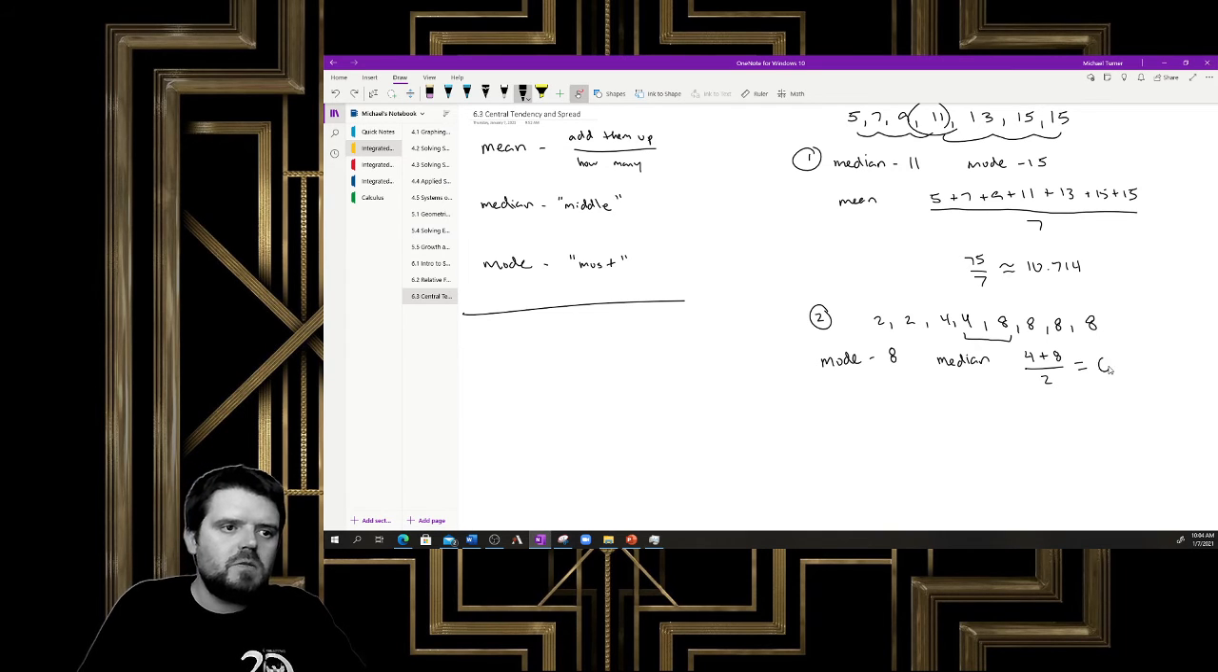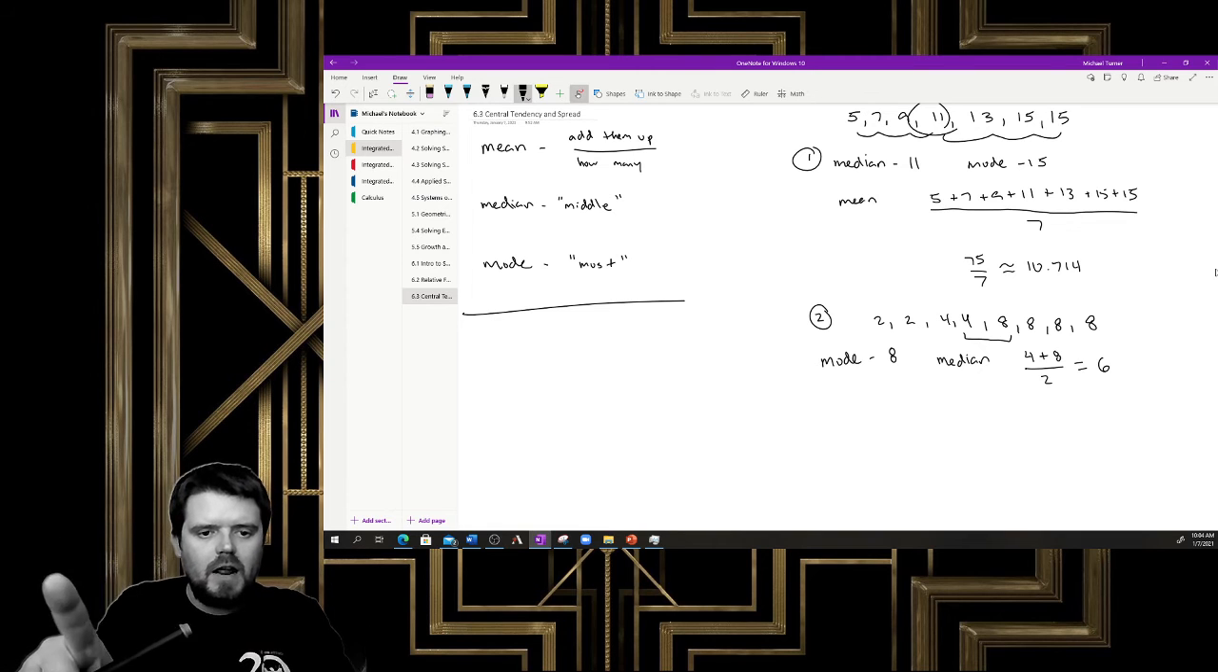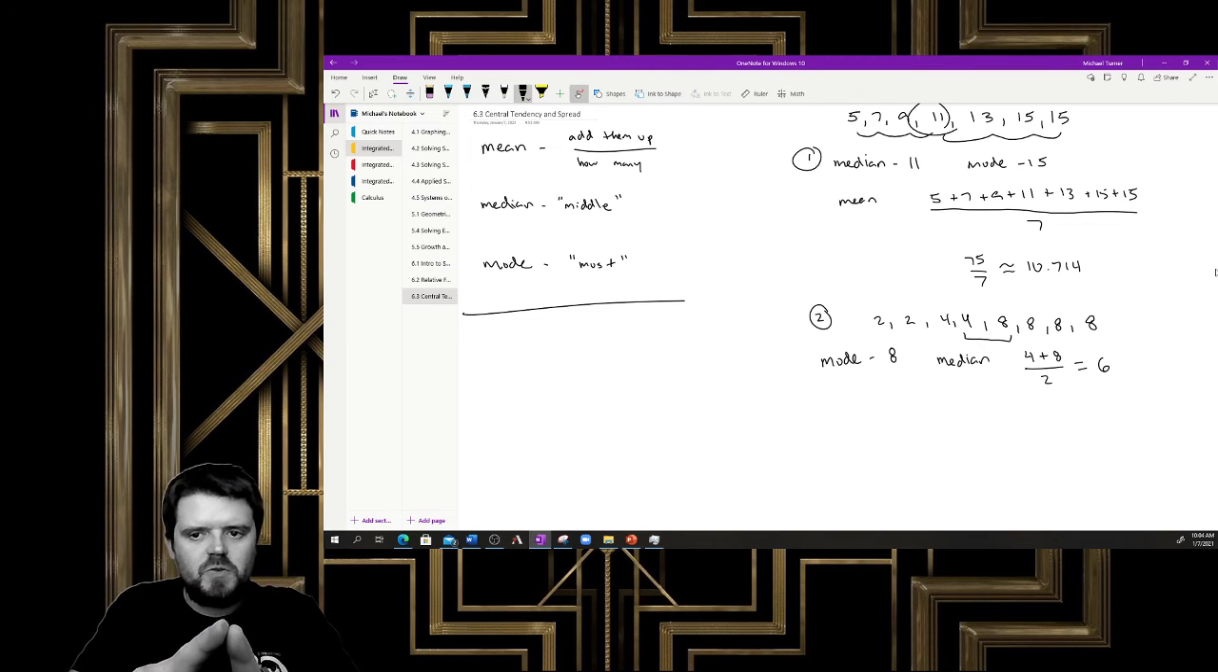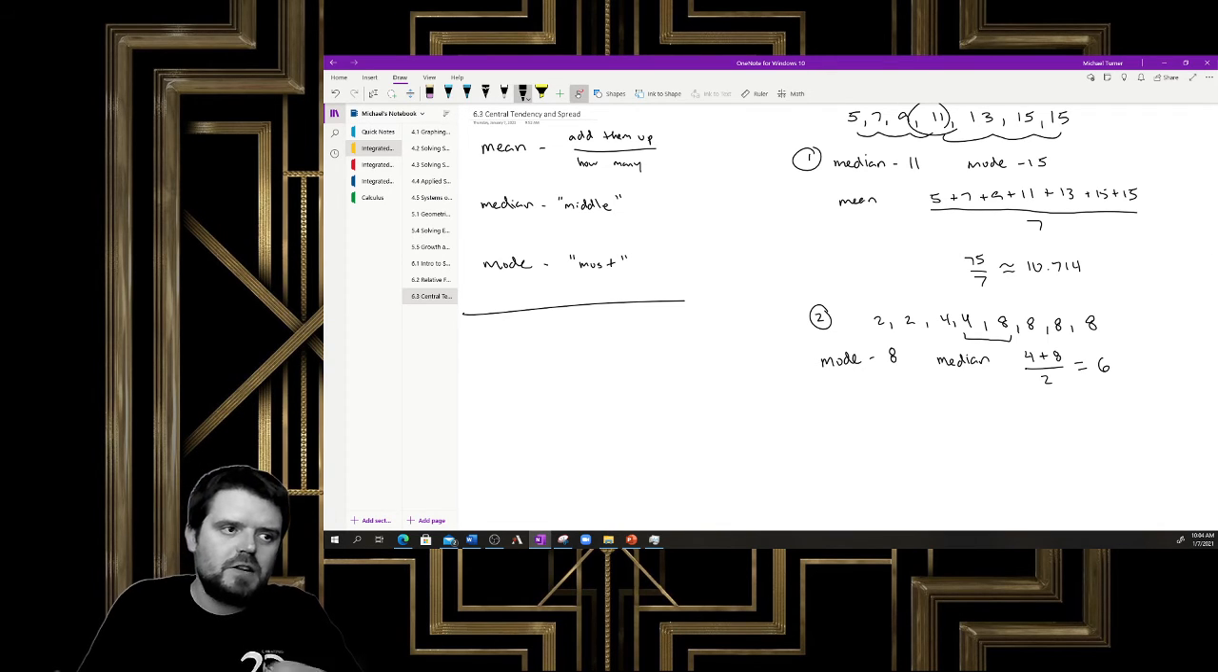Now, some people can do the mental math of looking at 4 and 8 and determining what number is in between 4 and 8, which is 6. Otherwise, as I just indicated, you can add them up, divide by 2. That is your correct median.